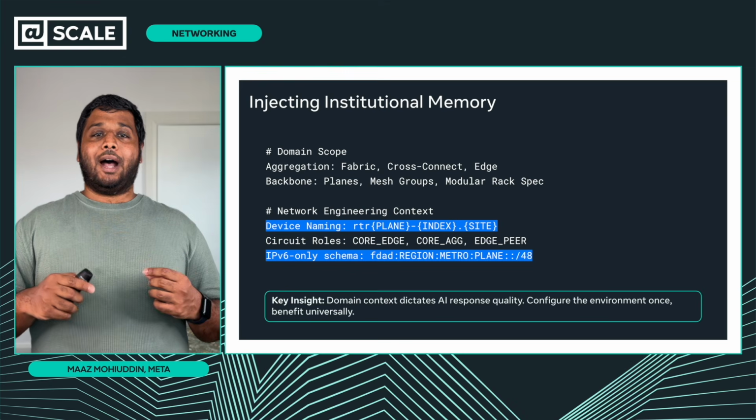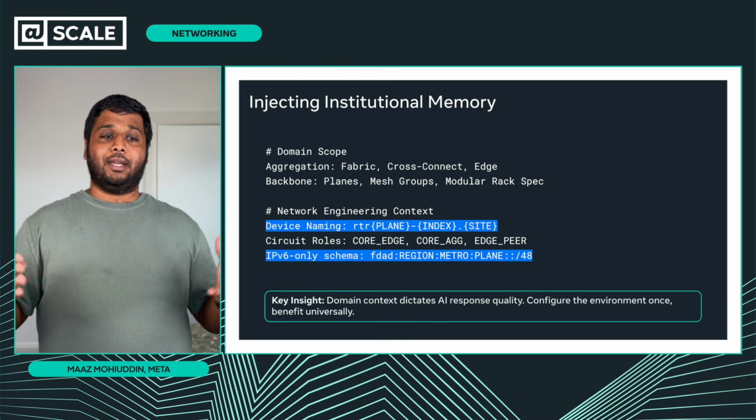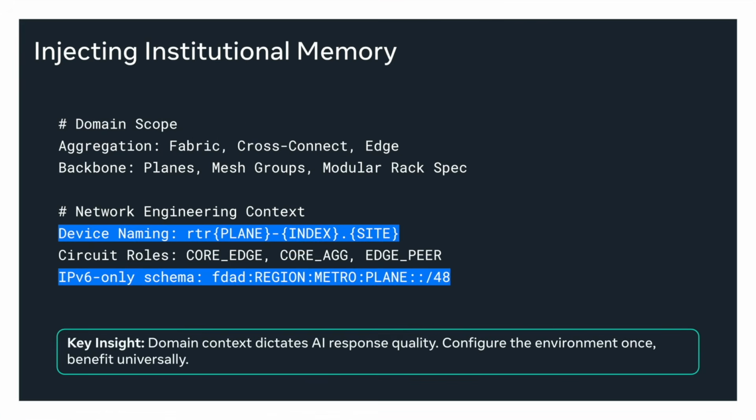Here is an example of how institutional memory is injected into the model. For example, we define scopes to modularize the network design. Aggregation layers has fabric, cross-connect. Then it has an edge that connects to the backbone. Backbone has planes, mesh groups. And our racks that we deploy in the network have modular rack specs. A rack spec describes what goes in a network rack. There are also other aspects of network engineering that are codified.